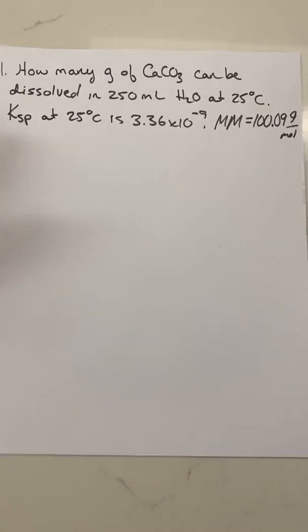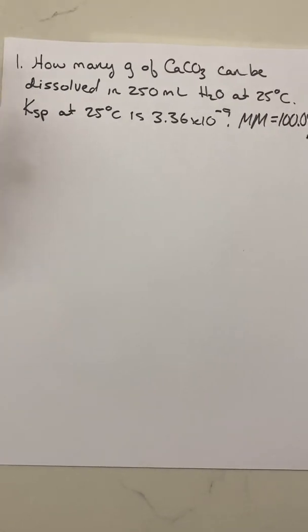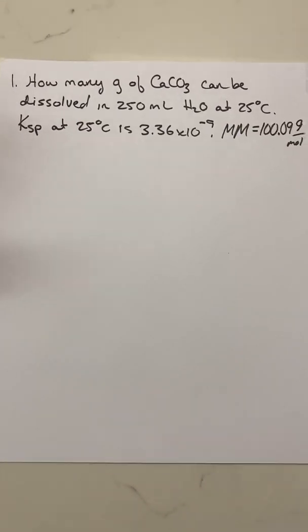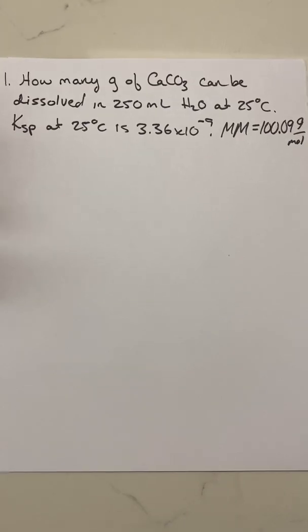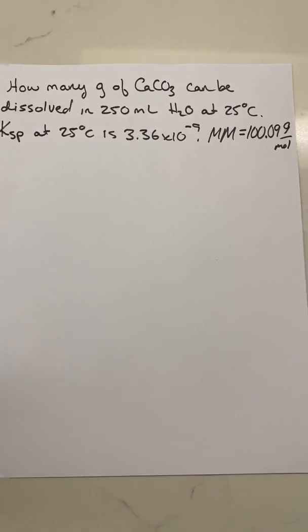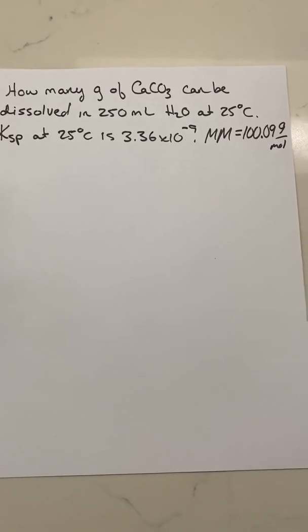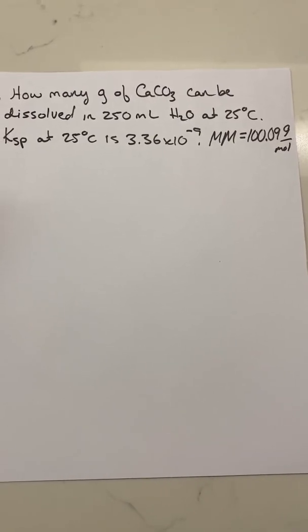Okay, we're going to work on a solubility problem. The question says, how many grams of calcium carbonate can be dissolved in 250 milliliters of water at 25 degrees Celsius? And then we get the Ksp at 25 degrees Celsius as 3.36 times 10 to the negative 9, and also the molar mass of calcium carbonate.